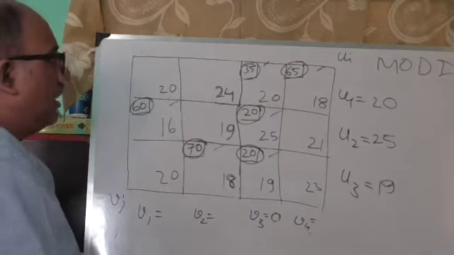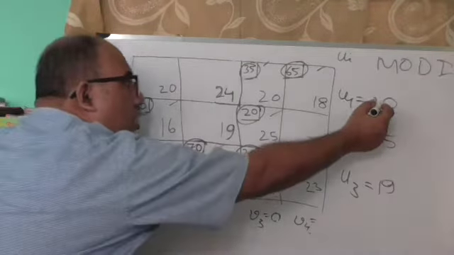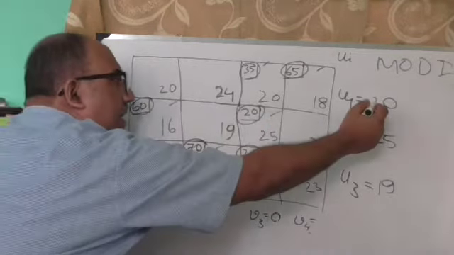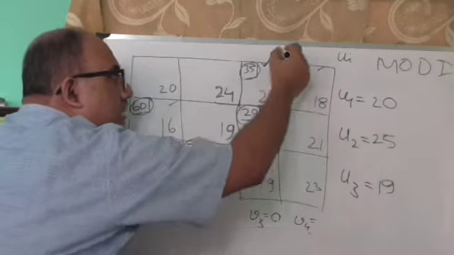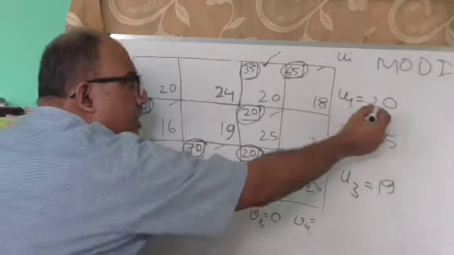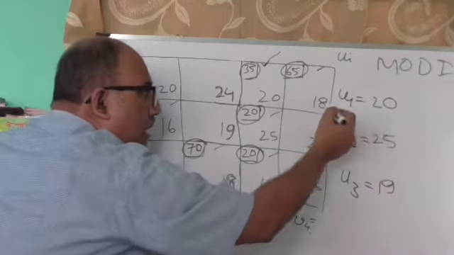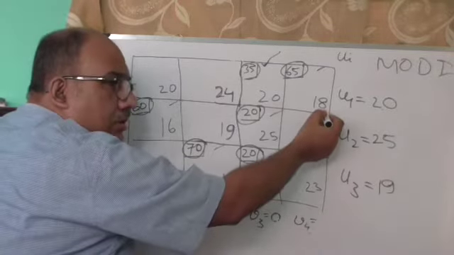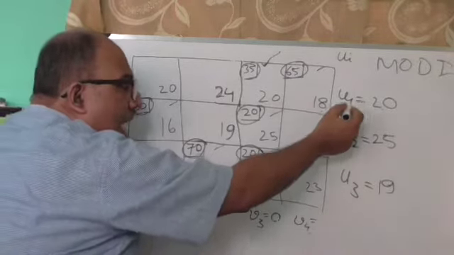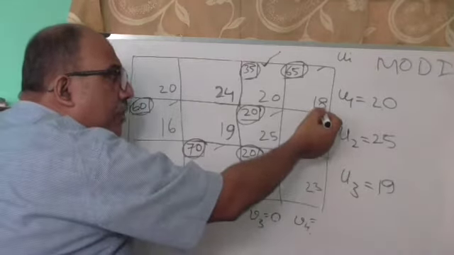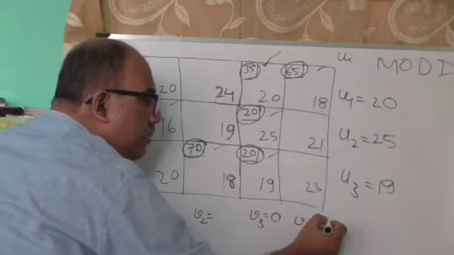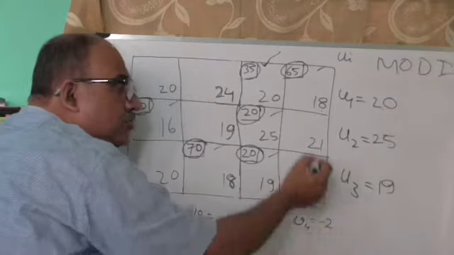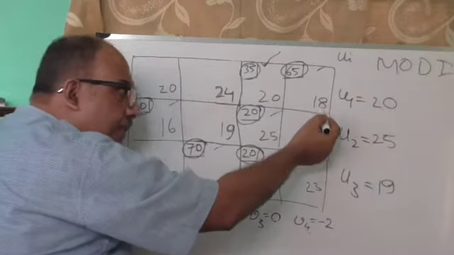Now, when I have already got this, I will check what the other allocated cells are. I have already used up this, I didn't use this. According to this formula, U1 plus V4 equals C14. So this gives you V4 as minus 2, because 20 minus 2 gives you 18.